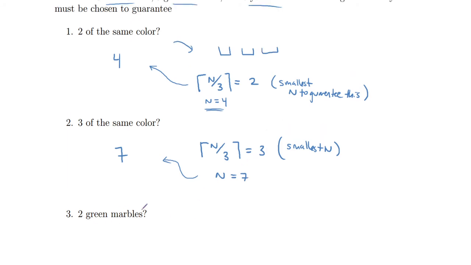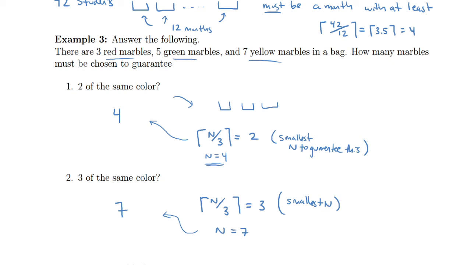Okay, what about 2 green marbles? Now, the bag itself has 3 red marbles, 5 green marbles, and 7 yellow marbles. What you're trying to do is guarantee that I have 2 green marbles. For this one, you want to think about the worst case scenario. In the worst case scenario, you would choose all the reds and all the yellows before you start choosing the greens, which is a possibility. I'm not saying it's likely, but in the worst case scenario, that actually is possible.